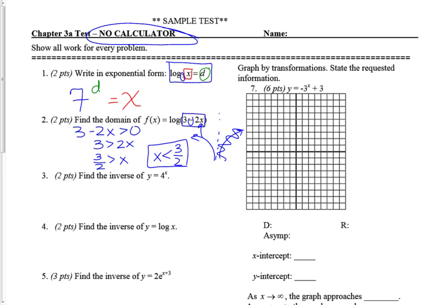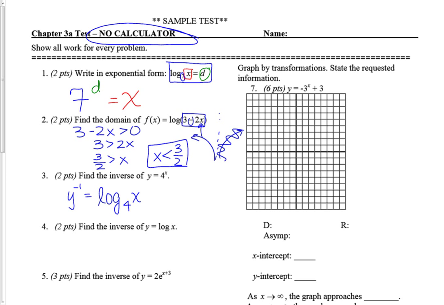Number 2, find the inverse of 4 to the x. I show inverse with a little -1 in the exponent. The easiest thing really for this is just to realize the opposite of an exponential is a log. So the opposite of 4 to the x is a log base 4 of x.